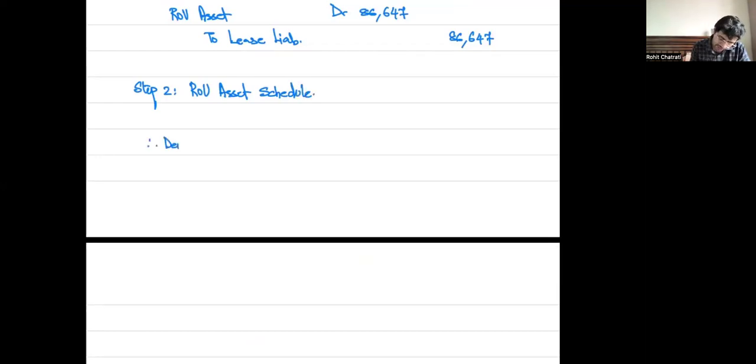Therefore, depreciation will be equal to 86,647, the whole divided by 3. 86,647 divided by 3 is equal to rupees 28,882. 28,882 will be the depreciation per annum.